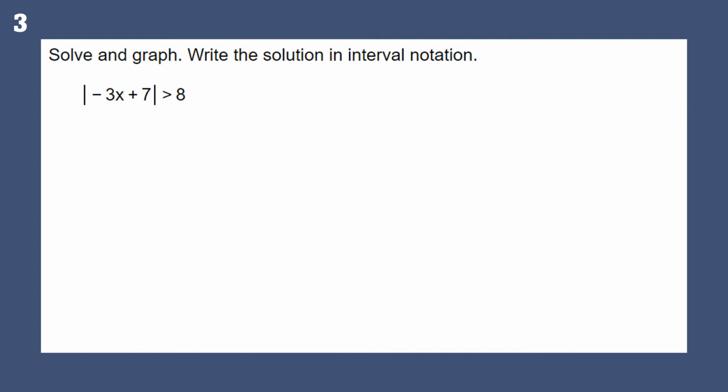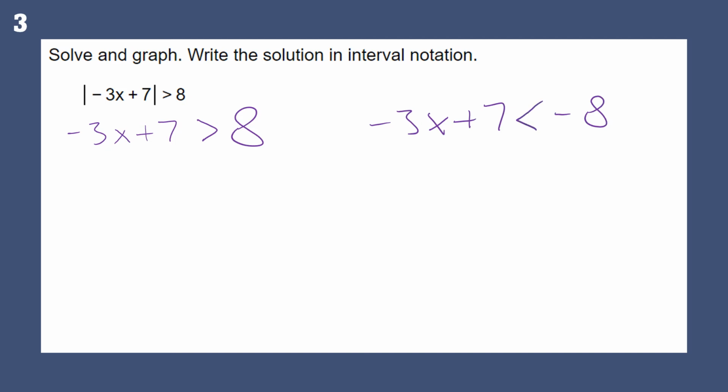Solving and graphing this absolute value inequality. Now, the good news is the absolute value is already by itself. So what we're going to do is write it as 2 separate inequalities. The first one's going to be -3x plus 7 is greater than 8. Notice all I did was erase the absolute value signs. The next thing I'm going to do is write the same thing, -3x plus 7, except I'm going to put -8. I'm also going to flip my inequality. Because I changed the sign on the right, I'm going to flip my inequality.